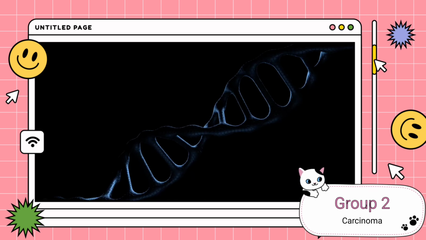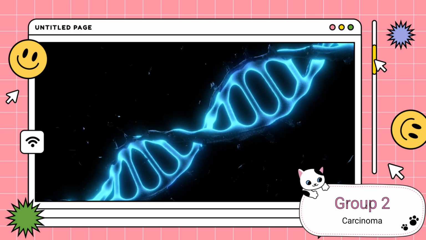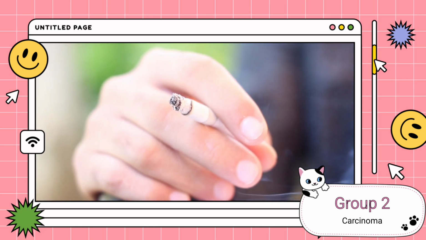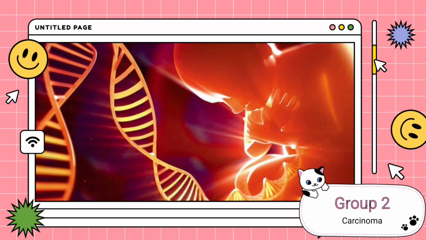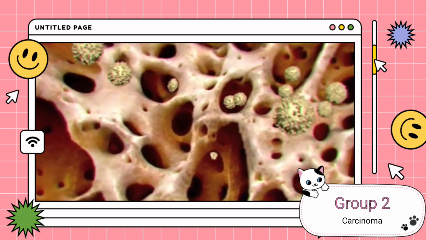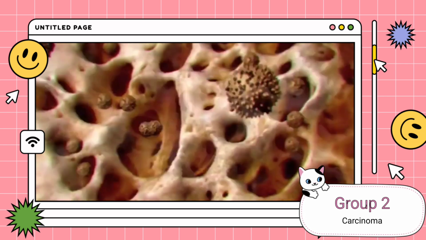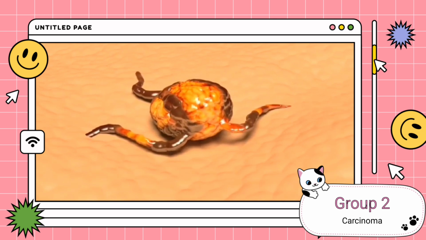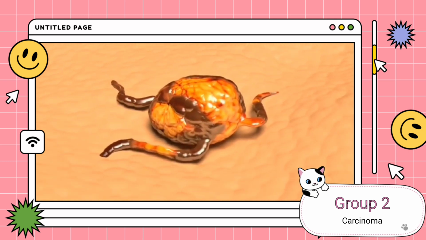Mutations. Changes in the genetic material of cells can be caused by various factors, including exposure to carcinogens, radiation, viruses, and inherited genetic defects. Uncontrolled proliferation. Mutated genes disrupt the normal cell cycle regulation, causing cells to divide rapidly and uncontrollably. This leads to the accumulation of abnormal cells, forming a tumor.